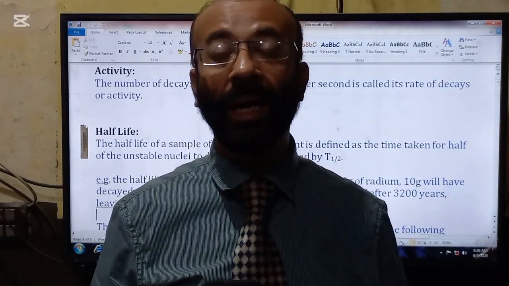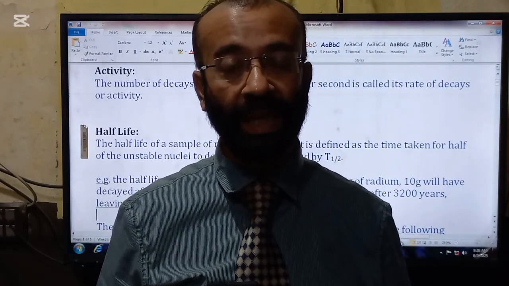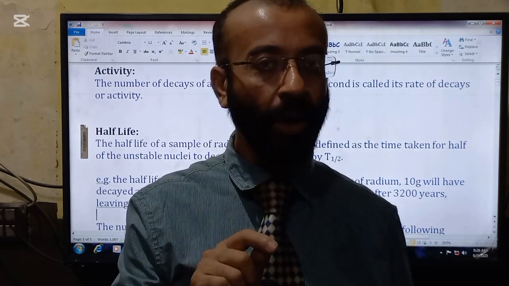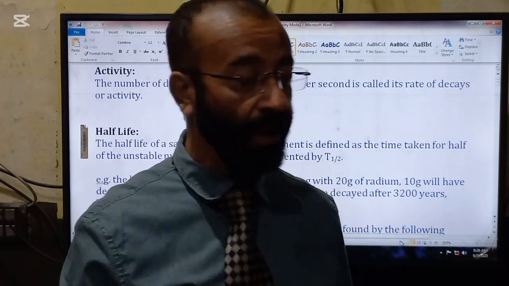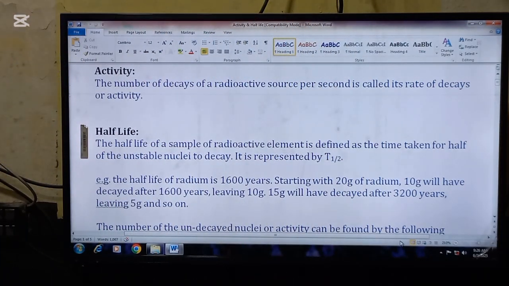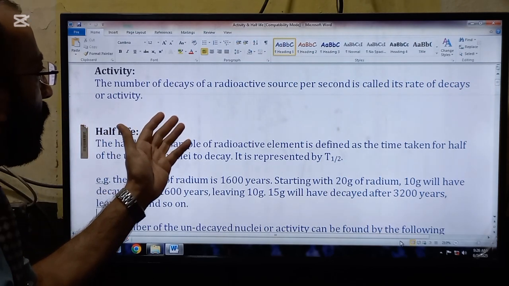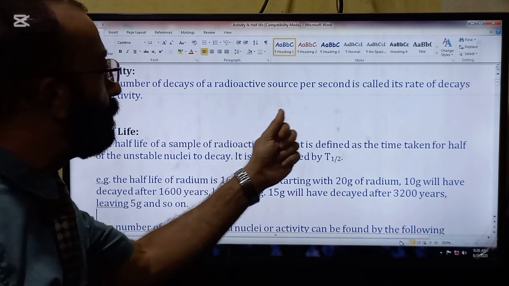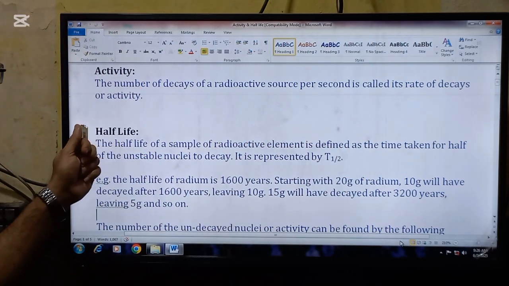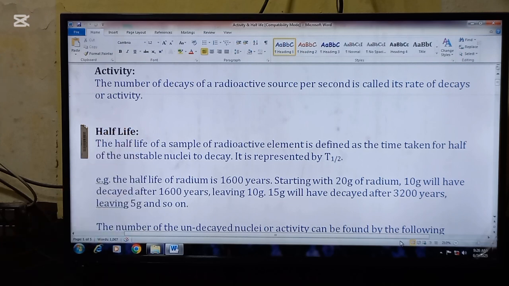Good morning, students. Our today's topic in the subject of physics is activity and half-life. In the topic of radioactivity, this is a somewhat technical topic, so concentrate yourself. First, we are going to read the definition of the activity. The number of the decays of a radioactive source per second is called its rate of decays or activity.